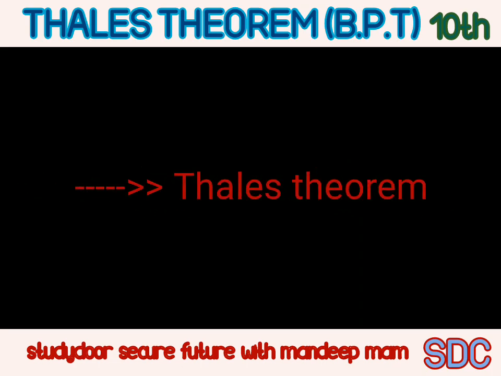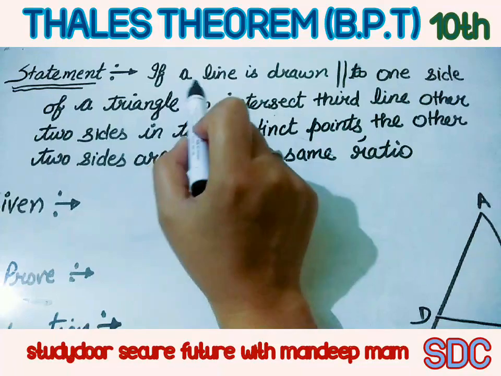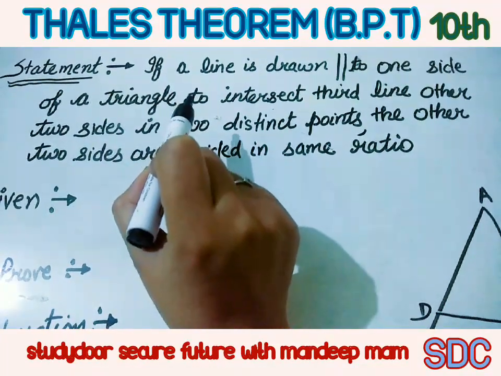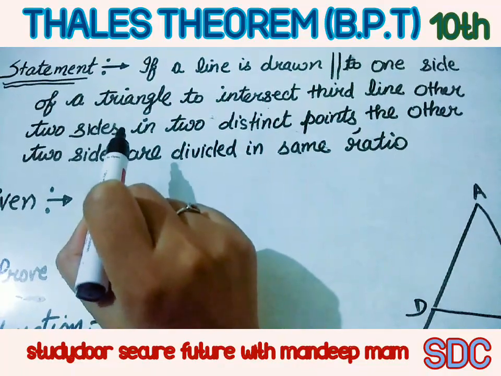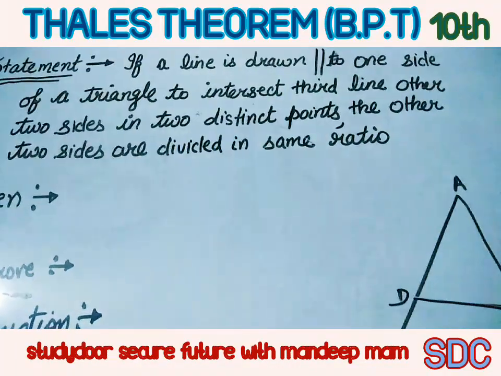Now let's start our theorem. Statement of theorem: if a line is drawn parallel to one side of a triangle to intersect the other two sides in two distinct points, the other two sides are divided in the same ratio.